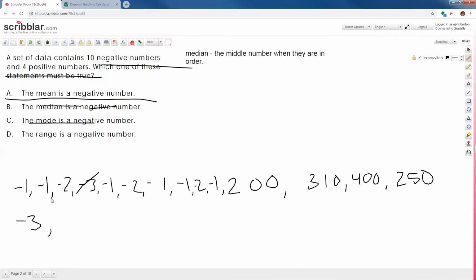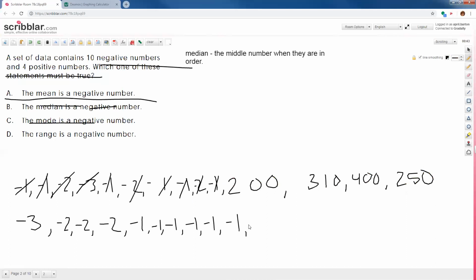-3, 1, 2, 3 -2s. And 1, 2, 3, 4, 5, 6 -1s. 3, 4, 5, 6. 200, 250, 310, and 400. Okay, now we can find the median.